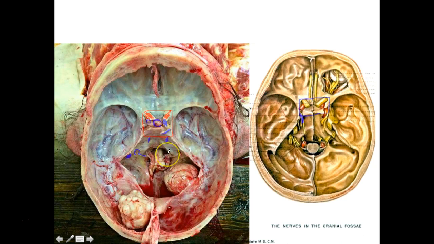And then hypoglossal is pretty deep in here. It would be located on the side here. You can kind of see part of it back in here. That would be your hypoglossal canal with your hypoglossal nerve.